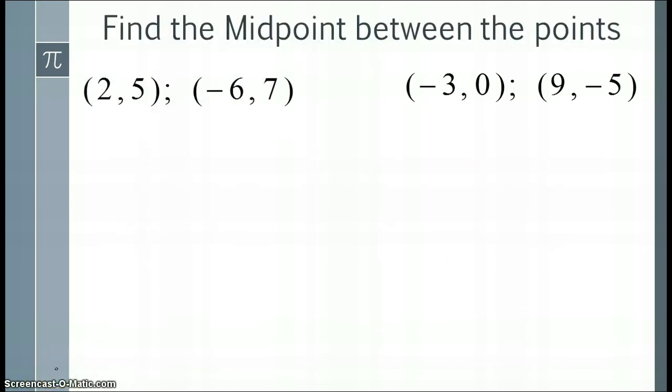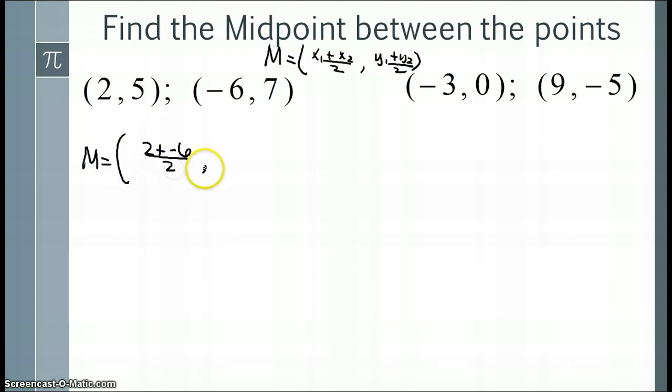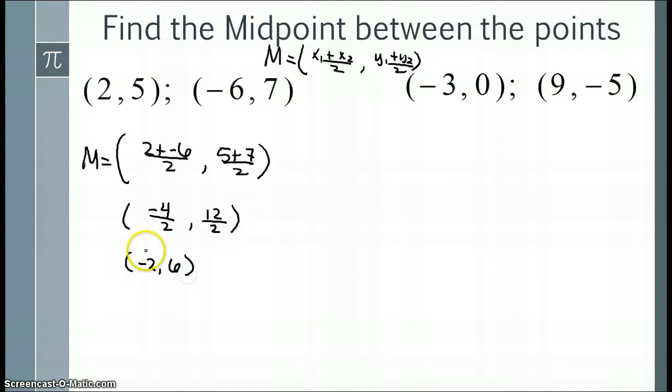Okay, so now if I want to go ahead and find the midpoint, again, like where our formula said before, midpoint is going to tell me to take my x's, add them together and divide by 2, and then to do the same thing with my y coordinates. So my midpoint here is going to be 2 plus -6 divided by 2, and 5 plus 7 divided by 2. 2 plus -6 gives me -4. 5 plus 7 gives me 12. So I'm going to get -2 and 6 for my midpoint.